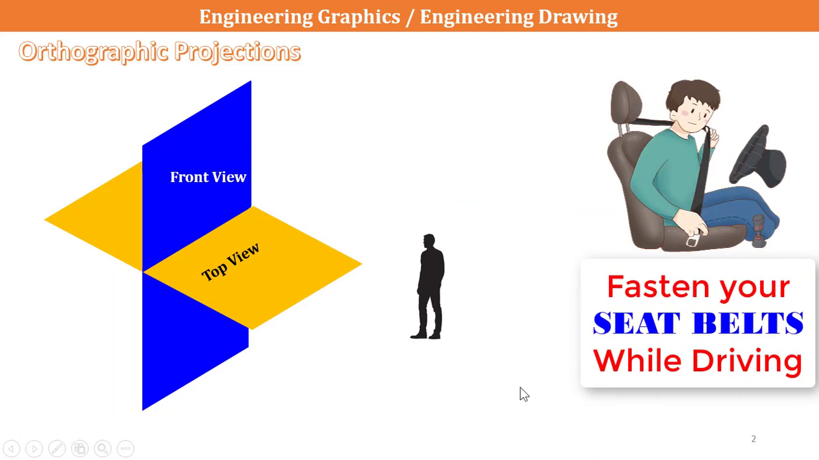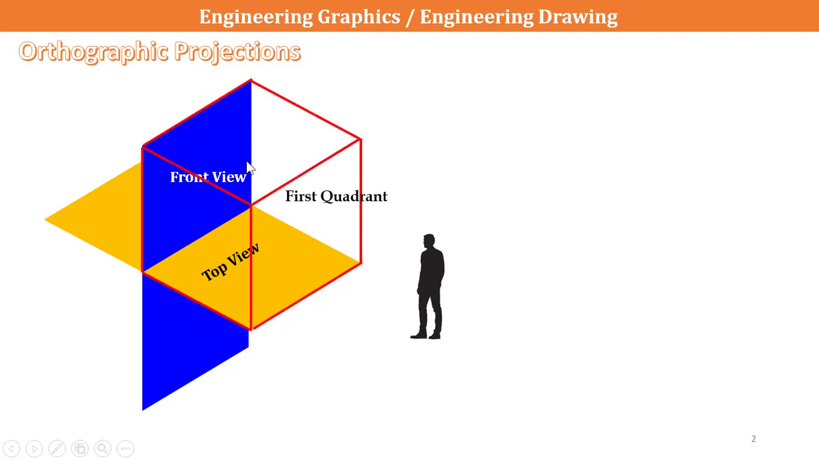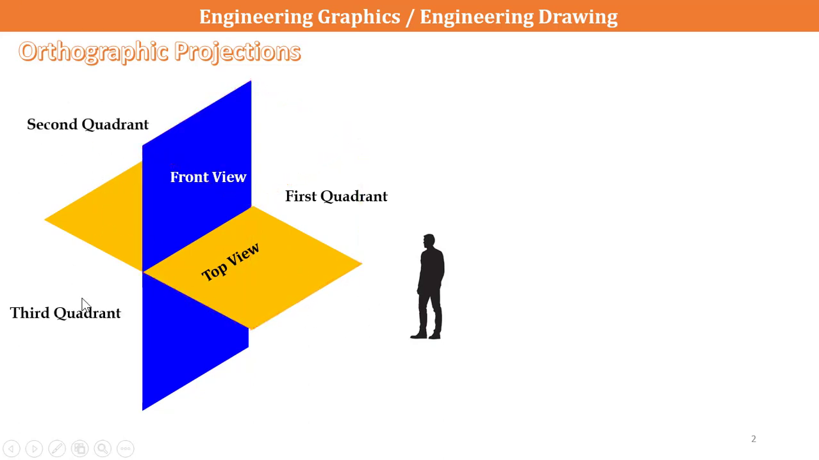Let me go with the explanation with respect to the quadrants. In geometry, we have studied that we have four quadrants. Each quadrant spans 90 degrees, like from 0 to 90, 90 to 180, 180 to 270, 270 to 360: 1, 2, 3 and 4 quadrants. This is the first quadrant we are going to observe. Similarly, the second quadrant we can visualize on this side, and the third and fourth quadrants like this.